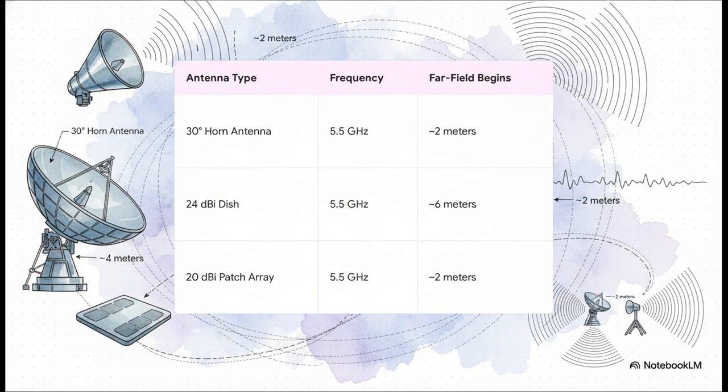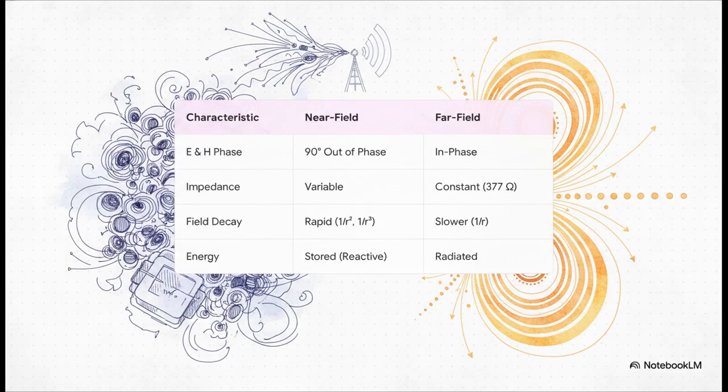For a pretty compact horn antenna, the far field kicks in at about 2 meters. But look at that bigger 24 dBi dish. You've got to get all the way out to 6 meters before you're in that stable region. You can see right away how critical this is if you're, say, setting up an antenna test range. So let's just put it all side by side to really hammer it home.